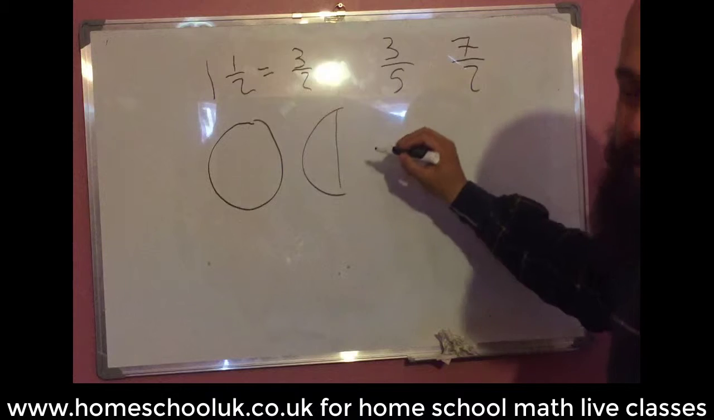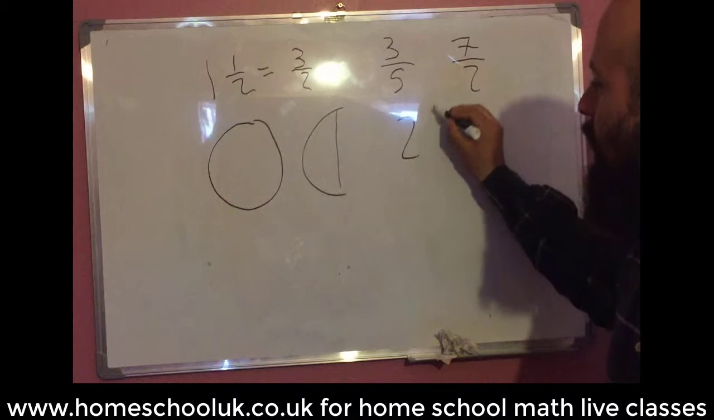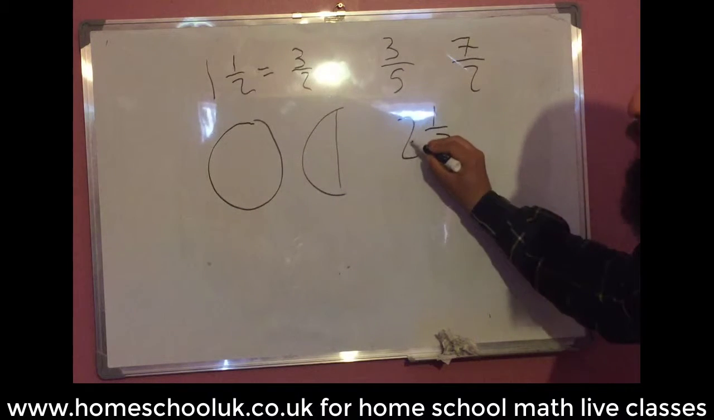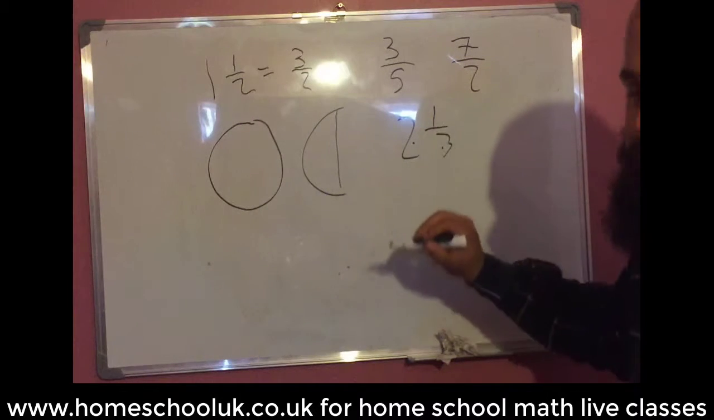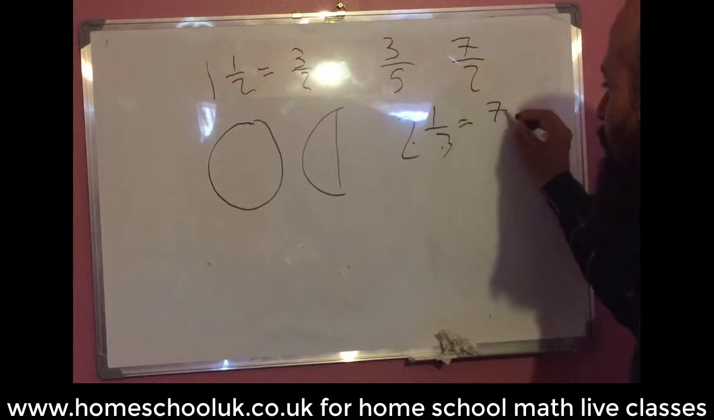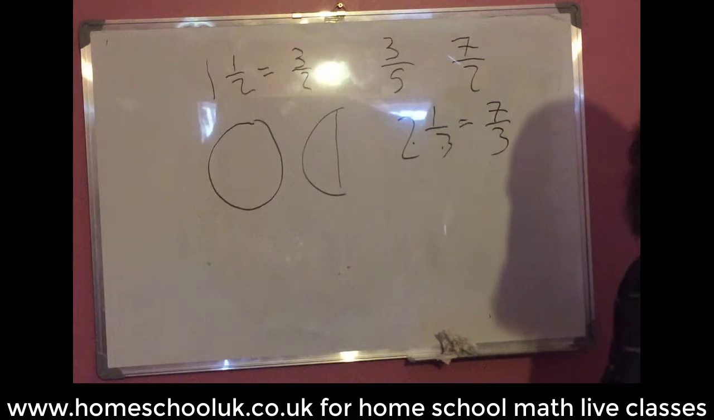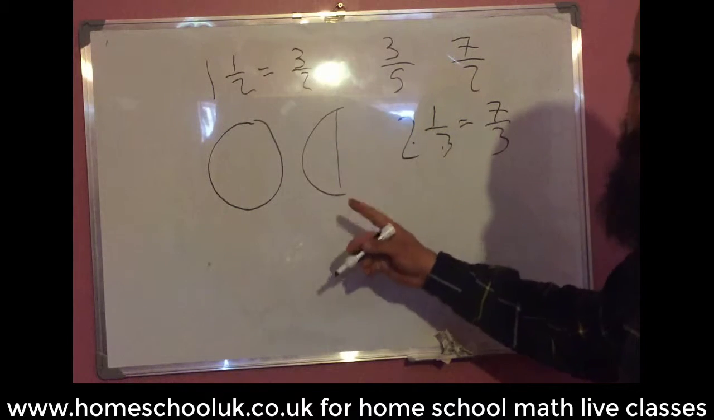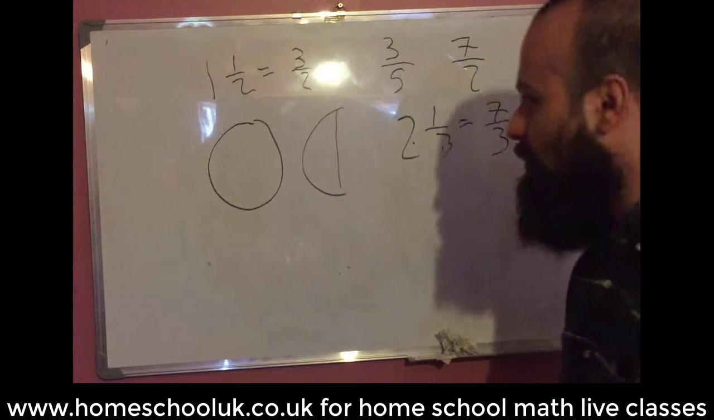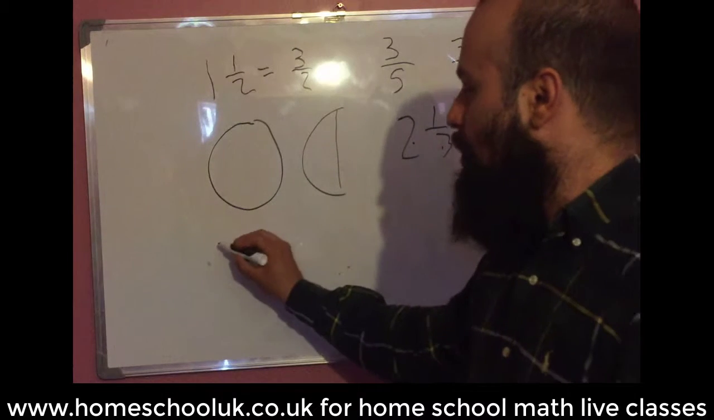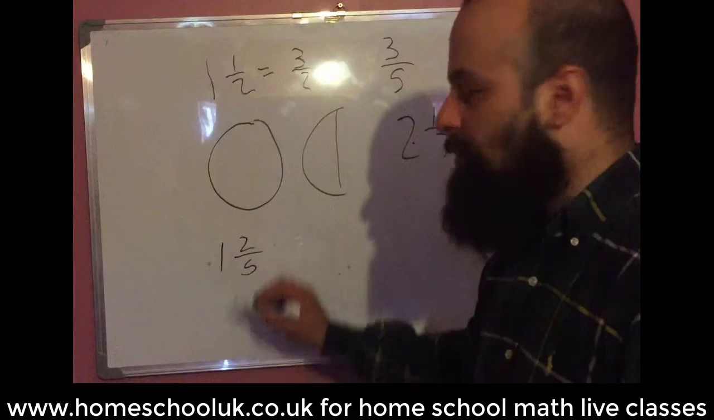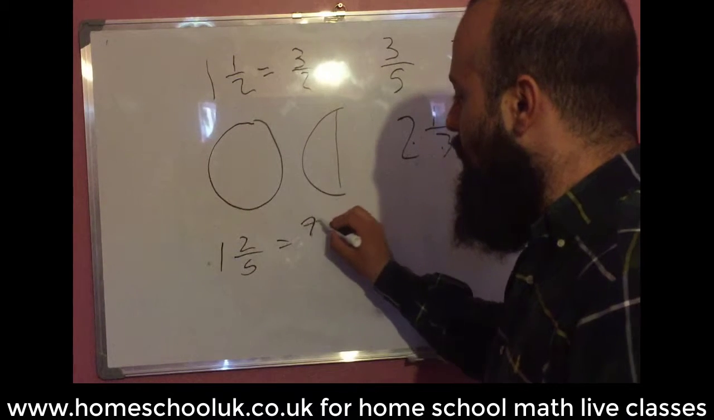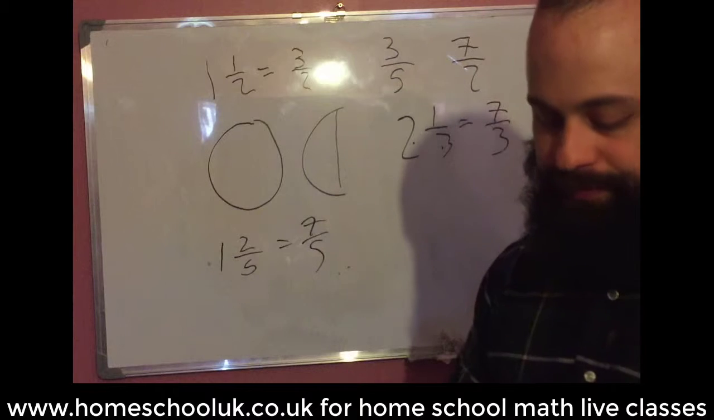So I'll take another example. Let me do another one because you just have to kind of learn the system. 2 times the 3, 6 plus 1, 7. 7 out of 3. That means I've got 2 whole pizzas plus an extra third of a pizza. I'll just do another example. 1 and 2 out of 5. 1 times 5, 5 plus the 2, 7 out of 5.